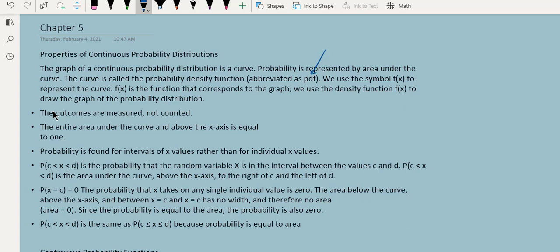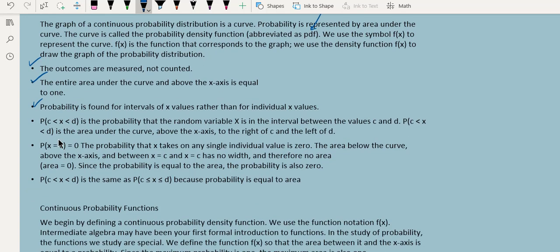So there's a couple of things that we want to remember. The outcomes are measured, not counted. The area under the curve and above the x-axis is always going to equal 1. The probability is found for intervals of x values rather than the individual x values.